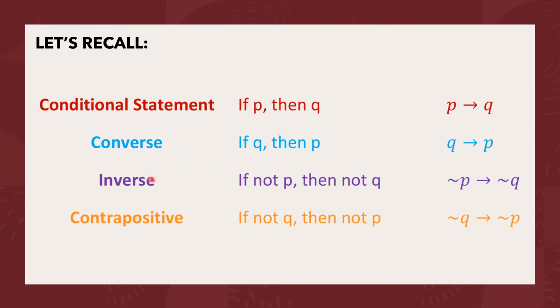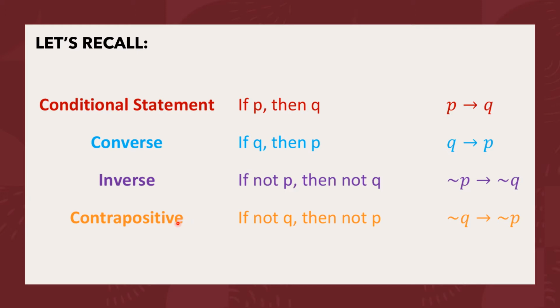And we were able also to write an inverse statement. An inverse statement is a statement that is formed by negating the hypothesis and the conclusion. So if not P, then not Q. And this is how we write it in symbol. If not P, then not Q.